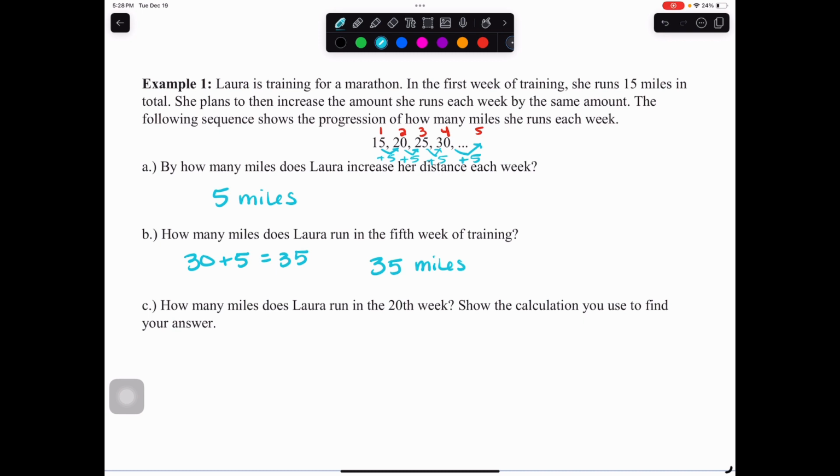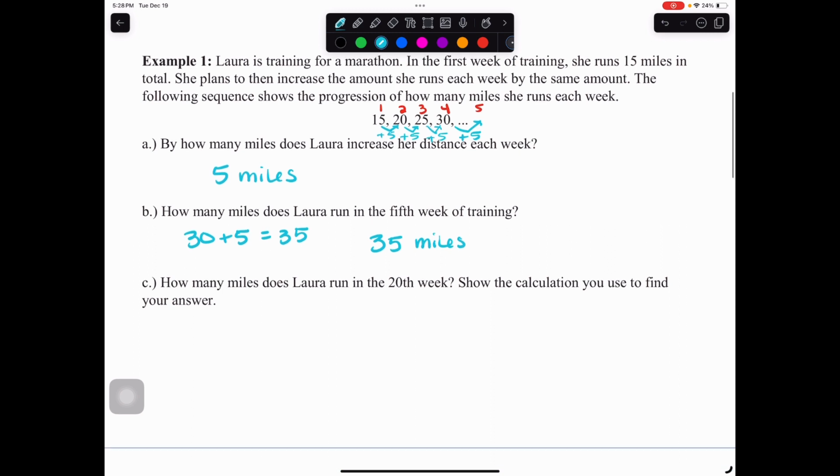Now, when we go to do part C, how many miles does Laura run in the 20th week? This is much more of an extension. So the quickest way to answer this one, and always, is to write the formula so that you can quickly jump to those larger terms and figure out what the answer would be. So we definitely want to write the formula for this. So, keeping that in mind, we have our general formula, a sub n equals the first term, a sub 1, plus the common difference times n minus 1.